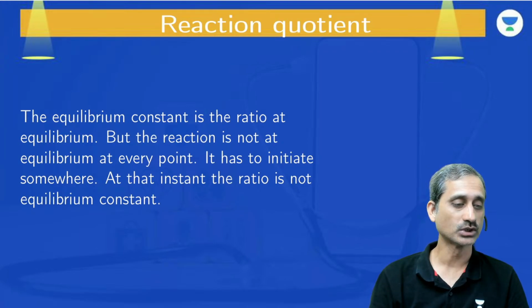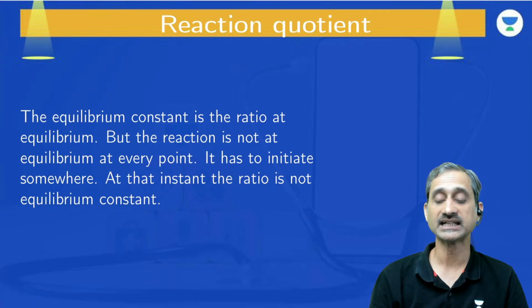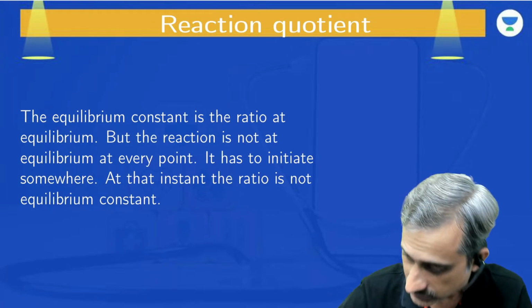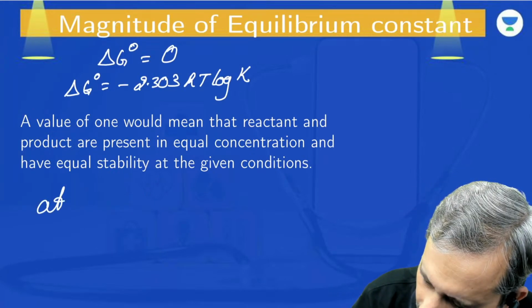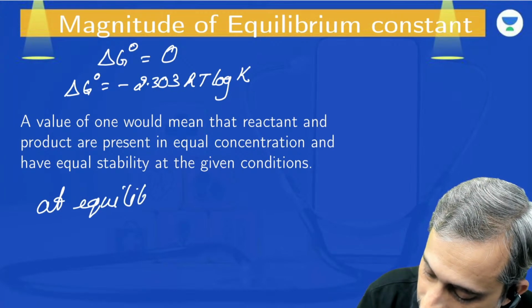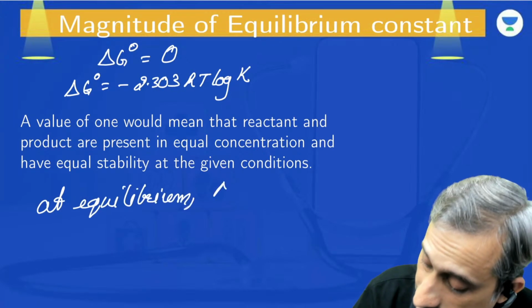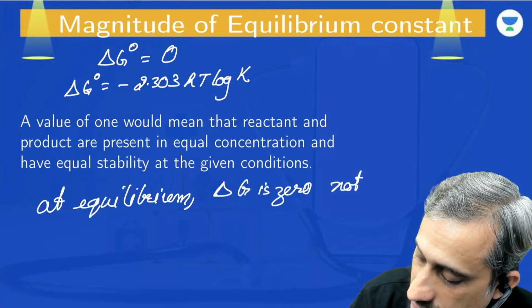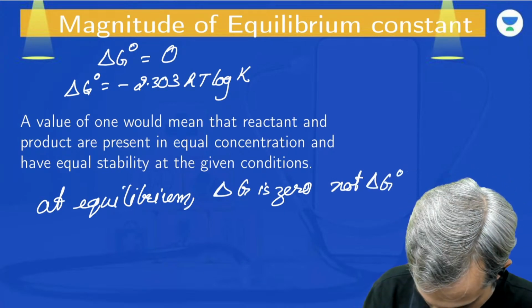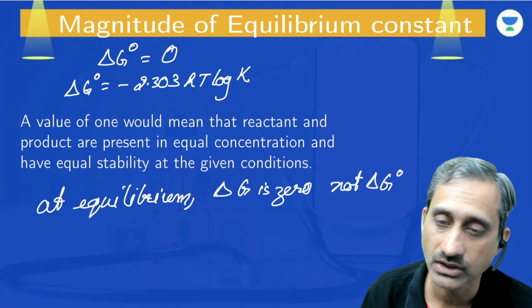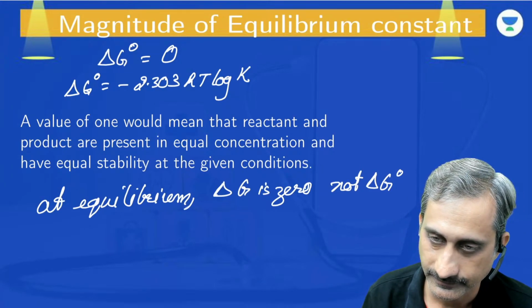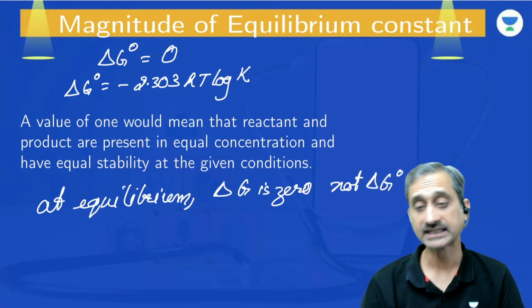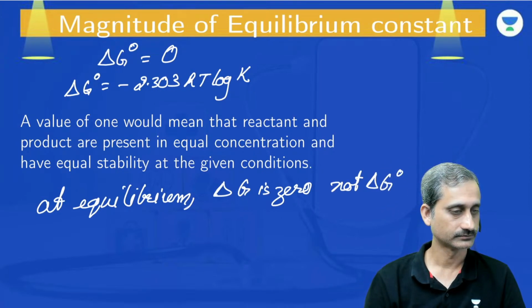Delta G is equal to 0, not delta G naught. Delta G naught is standard. Understand the difference between delta G and delta G naught. At equilibrium, delta G is 0, not delta G naught. Delta G naught has been defined for the completion of the reaction. It's not defined at equilibrium. But by getting the value of delta G naught, we can get the position of equilibrium. समझ आया तीर्थराज?